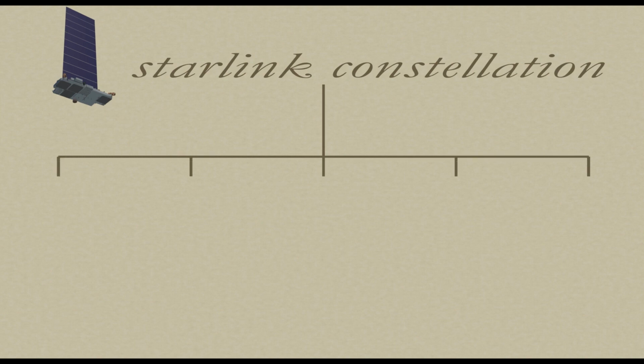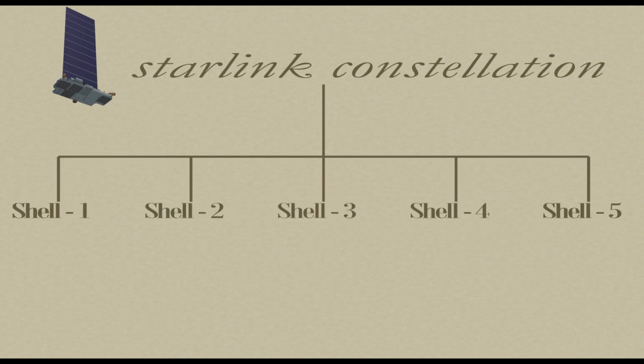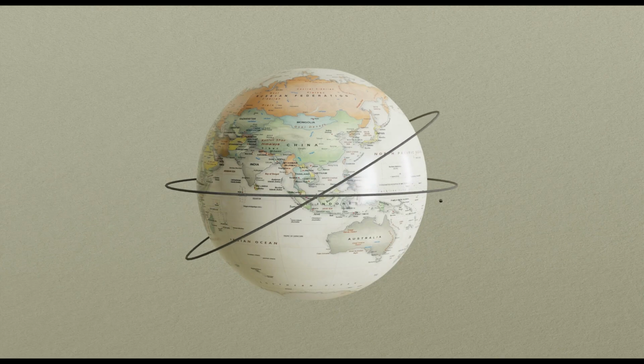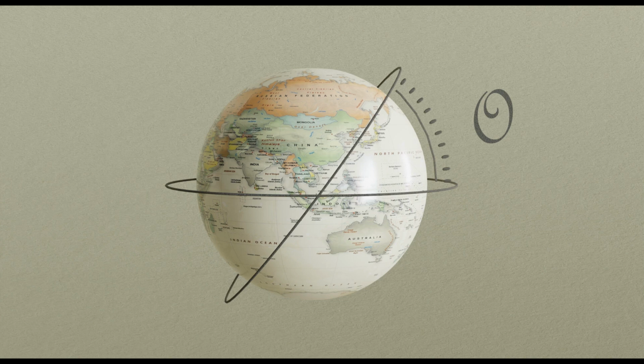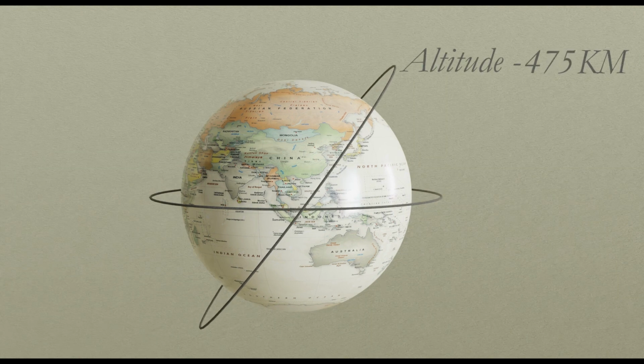Starlink Constellation consists of 5 cells. In that, cell 4 and cell 5 are almost similar to cell 1 and cell 3. So for easy understanding, let's focus on only 3 cells. These cells are classified based on the orbital inclination from the equator and their altitude.